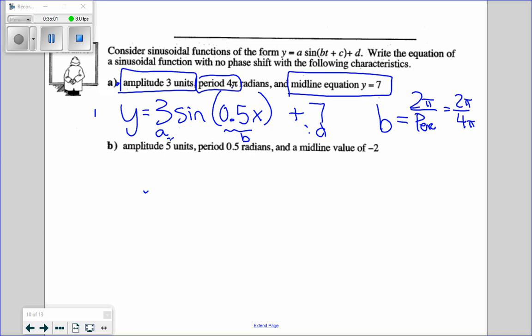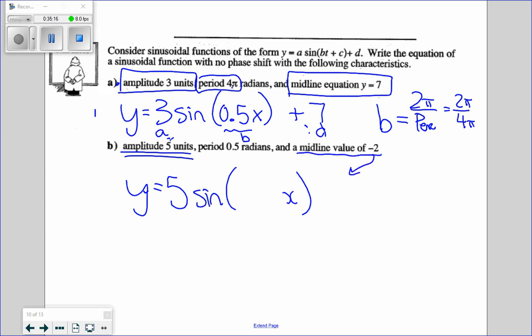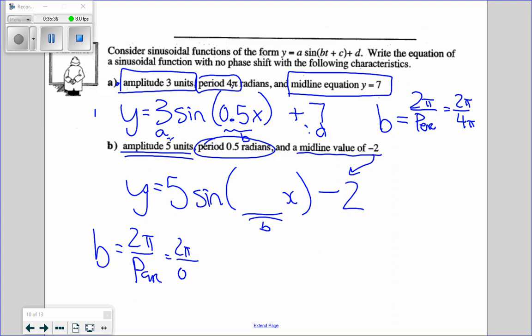So what about this guy? Amplitude of 5. So we start off with 5 sine, midline of -2. So it went down 2, so it's going to be a -2 on the end. So same thing, we're looking for the b value. This is b. So it's 2 pi divided by the period. The period is just 0.5.